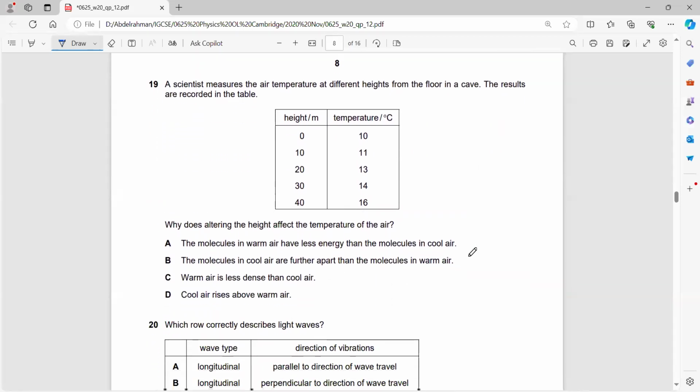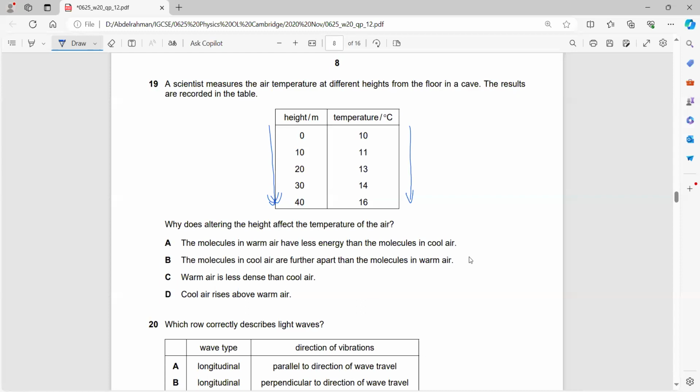A scientist measures the air temperature at different heights from the floor in a cave. Why does altering the height affect the temperature of the air? Why does the temperature keep on increasing as the height increases?